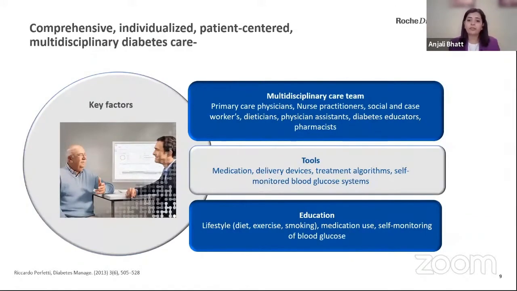One would be a multidisciplinary care team where we have physicians, nurse practitioners, diabetes educators, physician assistants, pharmacists. Diabetes educator is definitely needed. Then we need tools like medications, delivery devices, and people who can explain such devices to the patient. Treatment algorithms we have, so that's not a big problem. Self-monitoring glucose systems are also readily available, but there is a lack of understanding and explaining the use of self-monitoring of blood glucose devices in many of our patients.